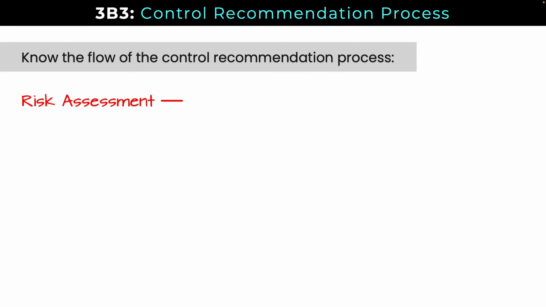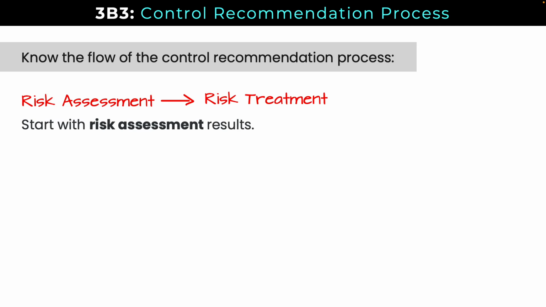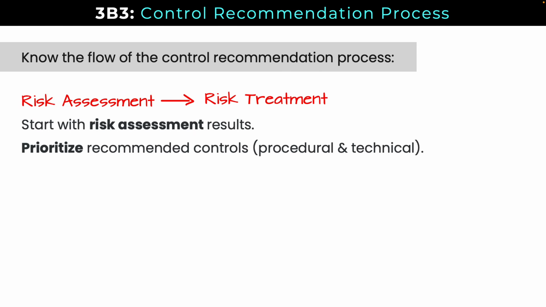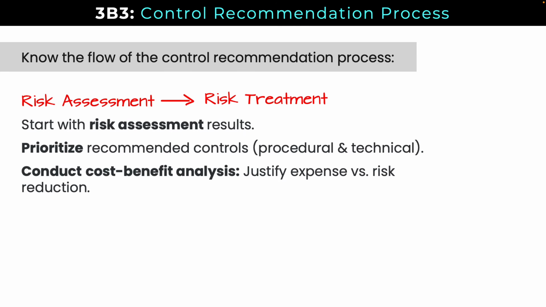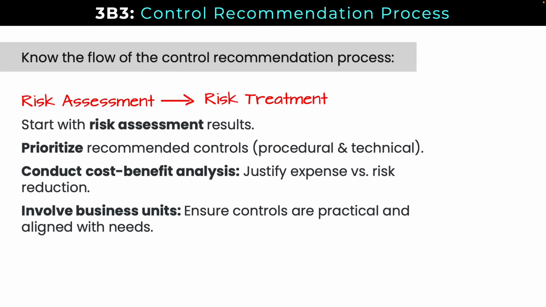So certainly it begins with risk assessment, which then leads to the risk treatment discussion. So we start with those risk assessment results. We prioritize recommended controls, whether they are technical controls or more procedural in nature: policies, procedures, physical security. We conduct cost-benefit analysis, justify expense versus risk reduction. We want to involve the business units to ensure controls are practical and aligned with our business needs.